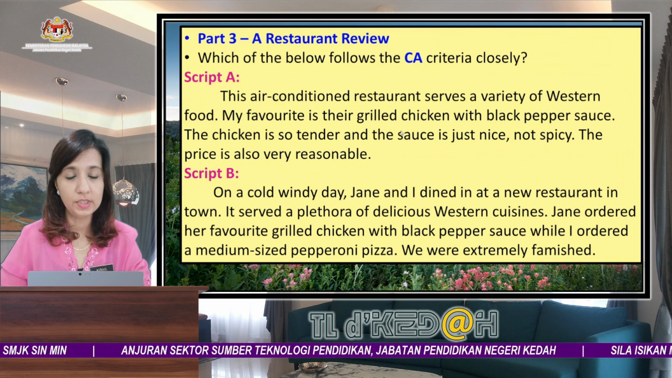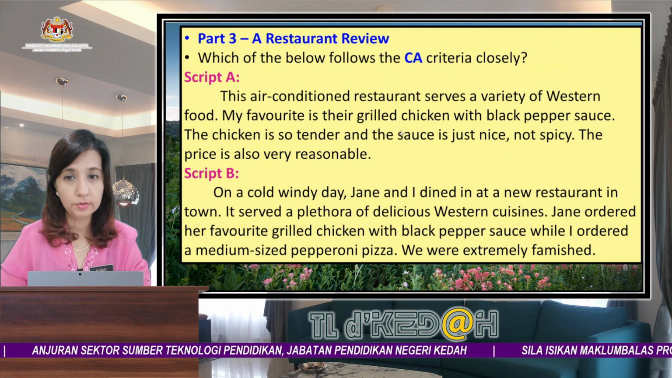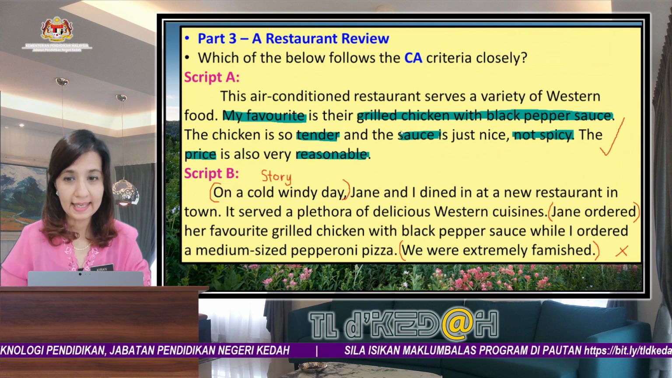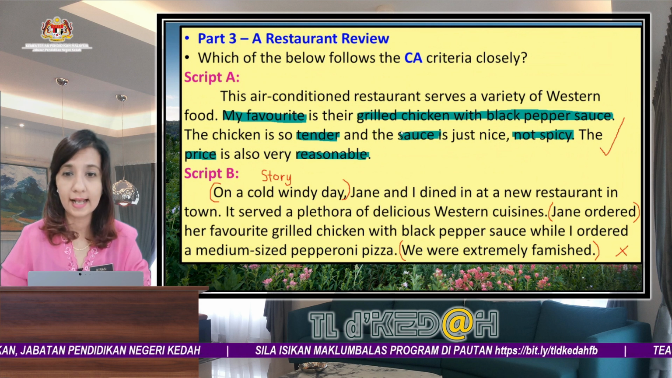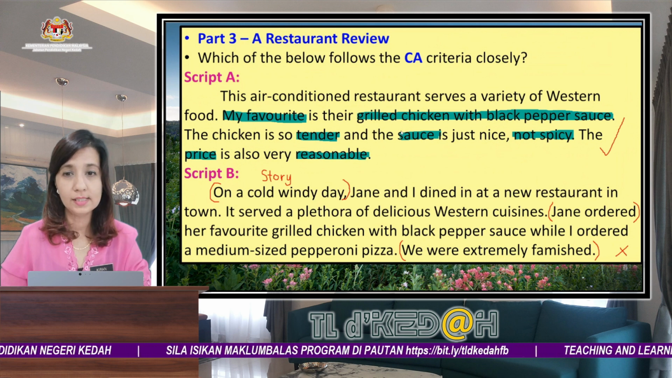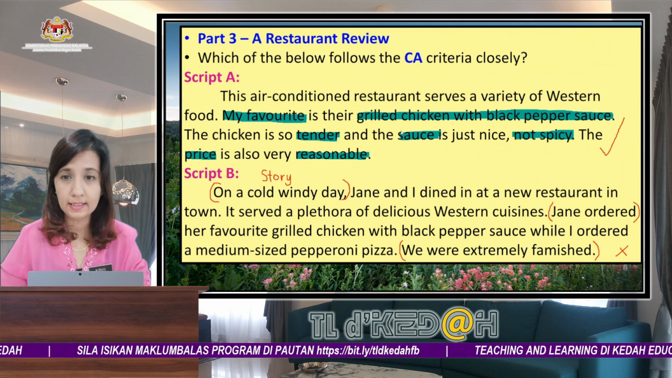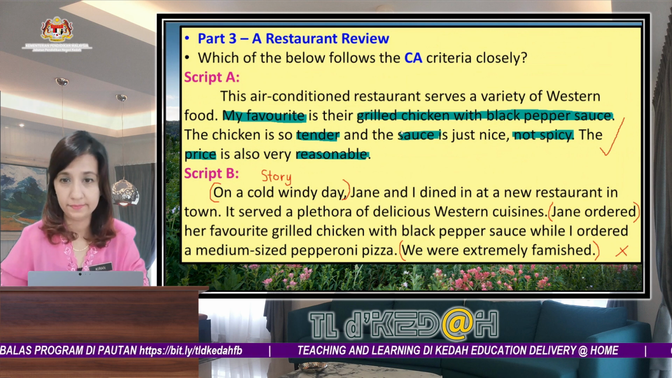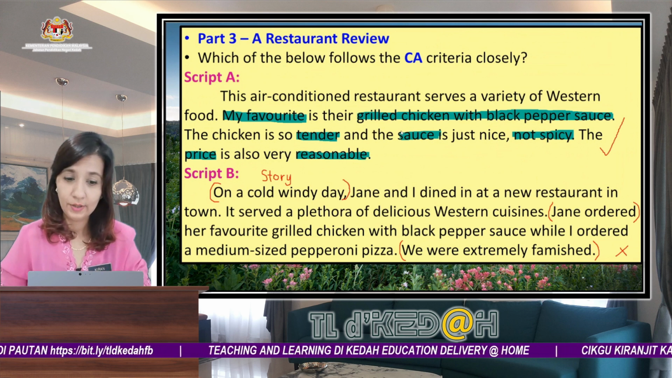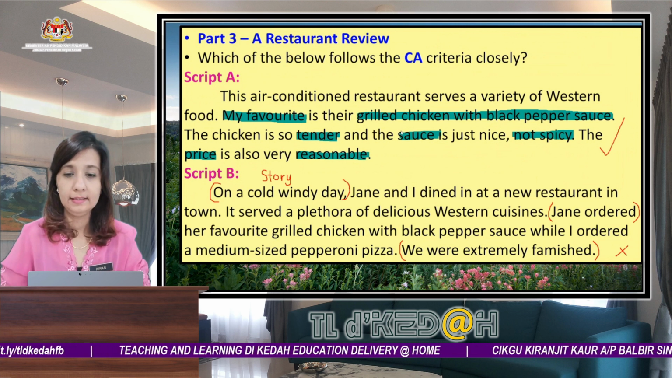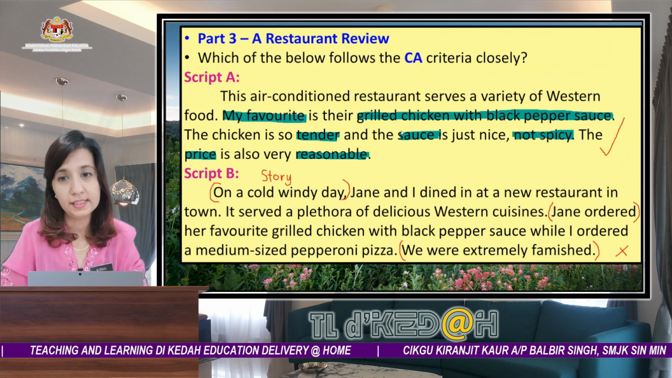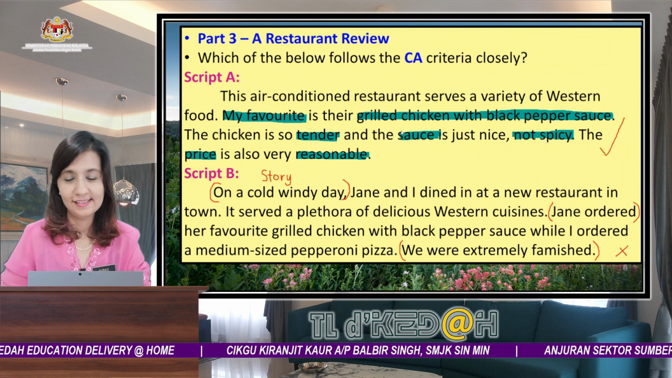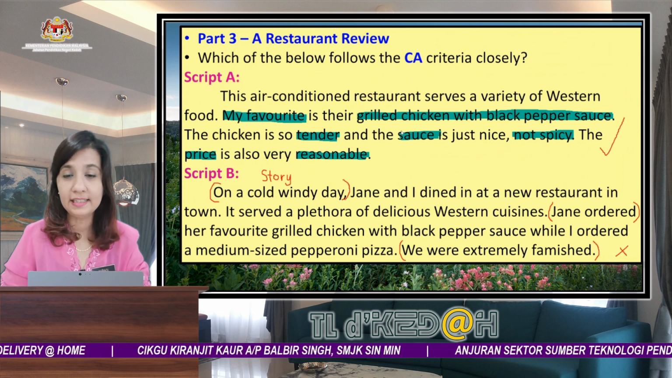Which one, A or B? Which one is a review? Is A a review or is B a review? Okay, A is the answer. A sounds like a review. B sounds like a story. On a cold, windy day, that already tells you that it's a story. You are going to share your experience. So this is where communicative achievement comes in. This is what CA is all about. Clear? Okay. This is your delivery of ideas.